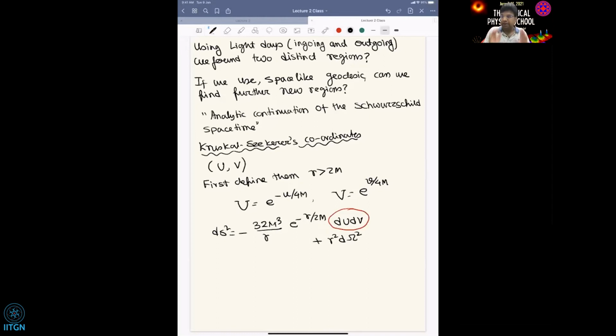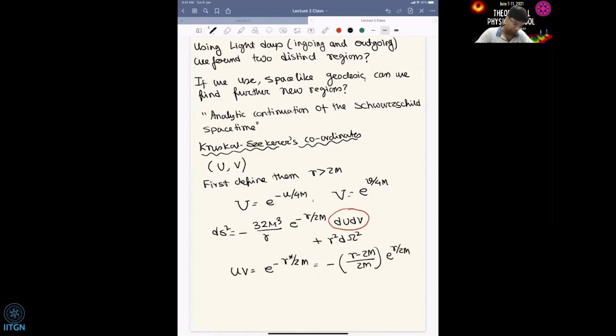But the great idea of these coordinates is that the metric components are perfectly well defined everywhere, starting from r greater than 2m to r less than 2m. Okay. In fact, you can verify that uv is e to the power minus r star by 2m, and that is minus (r minus 2m) by 2m e to the power r by 2m. These are important equations. I sincerely request that you go back and derive these equations yourself. Okay, these are very easy to derive. These are just very simple algebra.